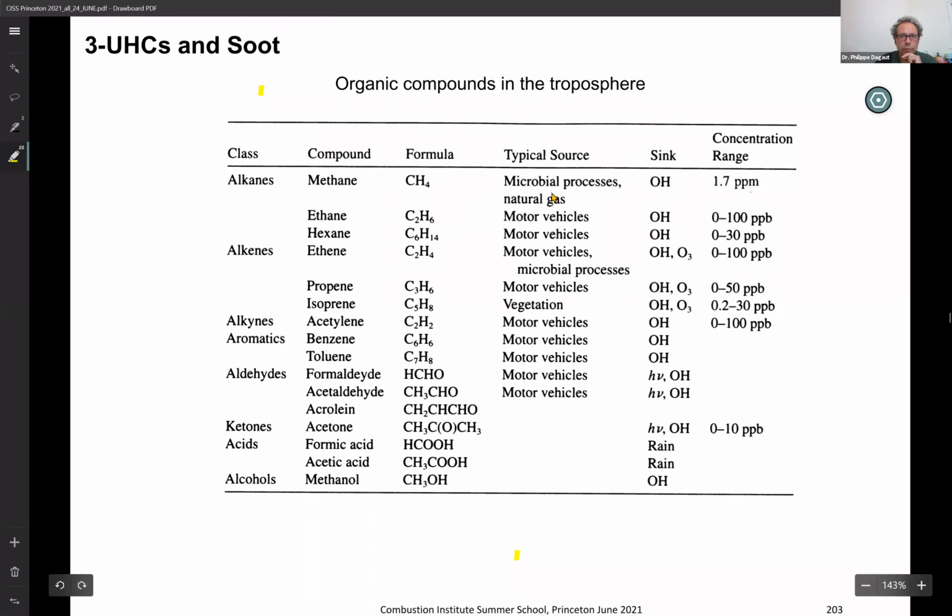Because of the production of natural gas, you have some methane that escapes and goes to the atmosphere. The other source is a microbial process, especially in swamps, and also people growing rice, or cows, which emit lots of methane.